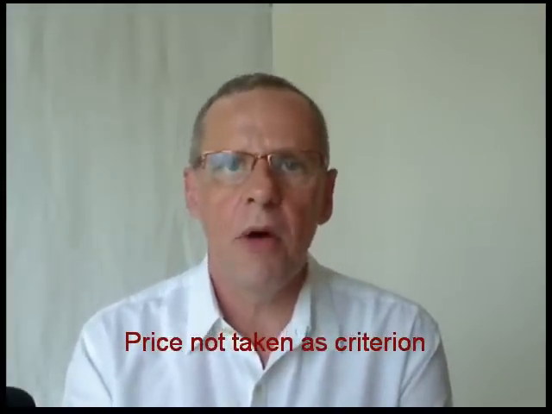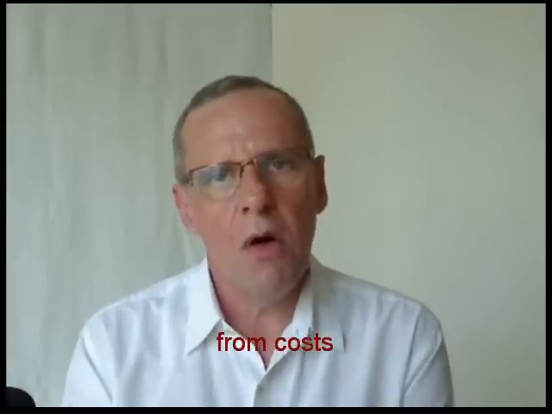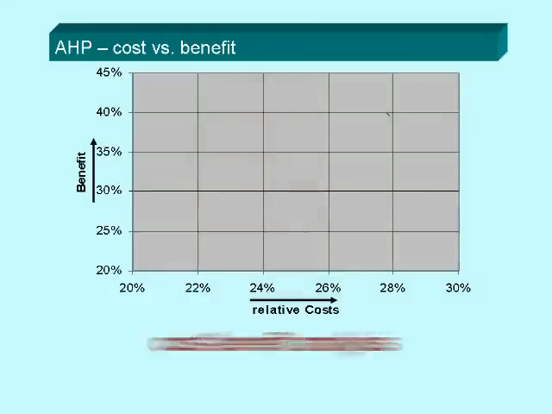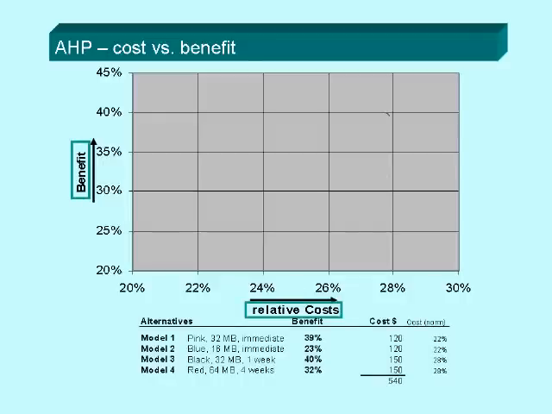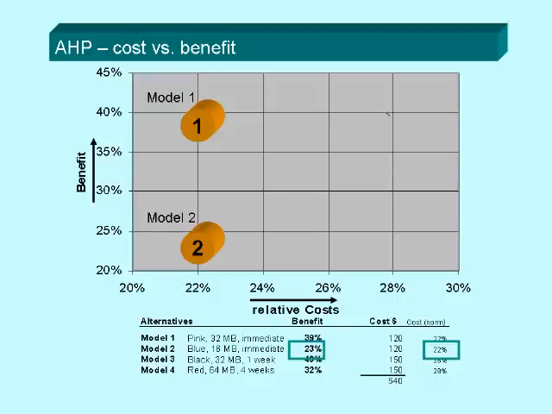Probably you noticed that we didn't put in the price of the models as one of the criteria. The reason is very simple. If you separate the benefits from the costs, we can do a cost-benefit analysis. You can draw a diagram showing the benefits as a function of the relative costs of the models. So you put in the models according to the benefits resulting from the analysis over the relative costs, as is shown here for model 1 to 4.